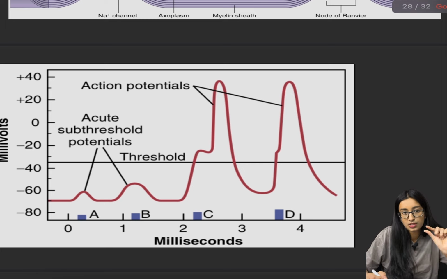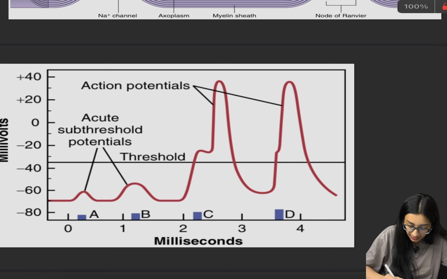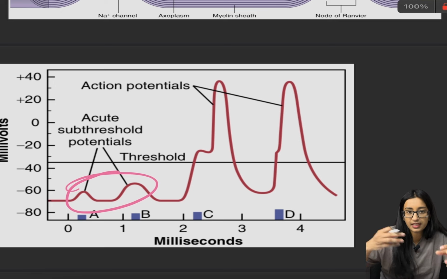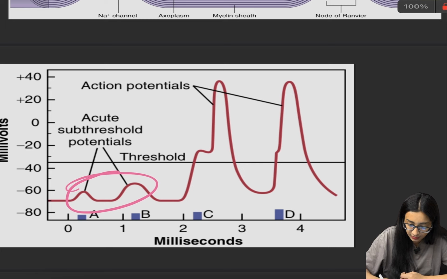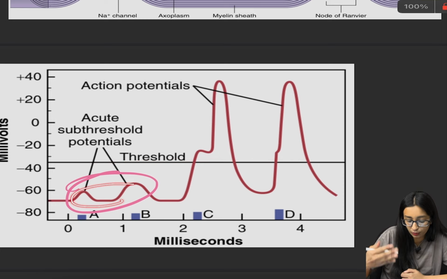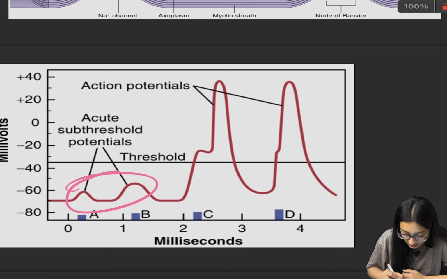What if we give a small electrical impulse? Will they be excited? No. When they are not excited at the time the stimulus is given, it is called the local potential, that is the acute local potential. Since it has not reached the mark needed to cause an action potential, it is called the acute subthreshold potential. Here the threshold is above minus 40, and they were not able to reach above minus 40. Hence these are called the acute subthreshold potential.